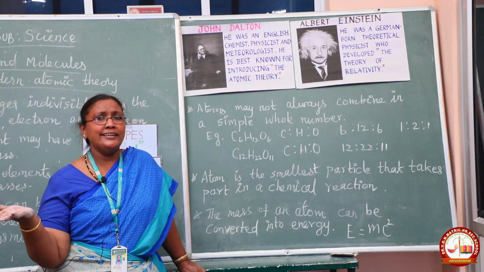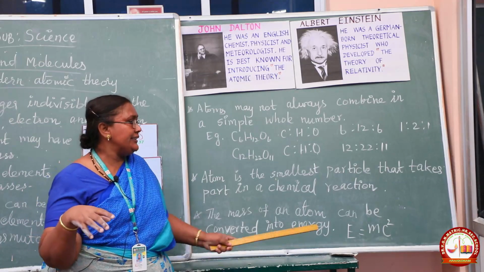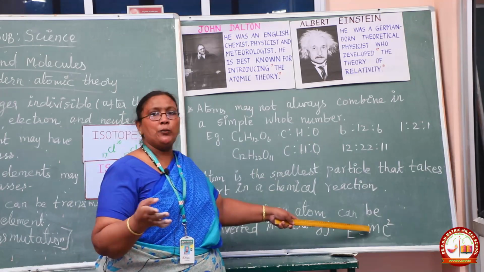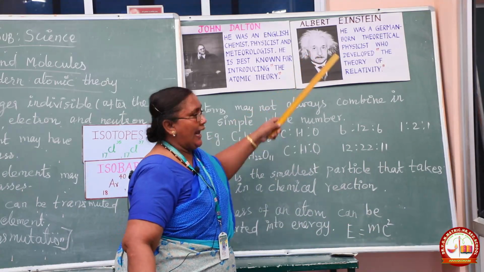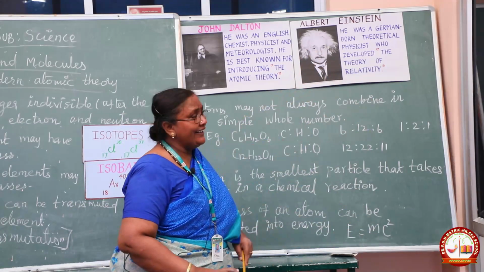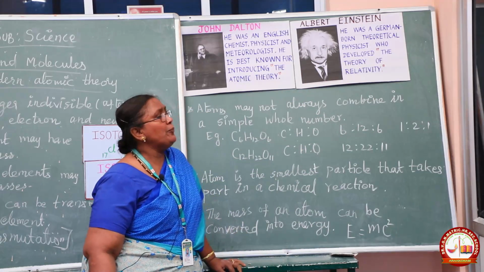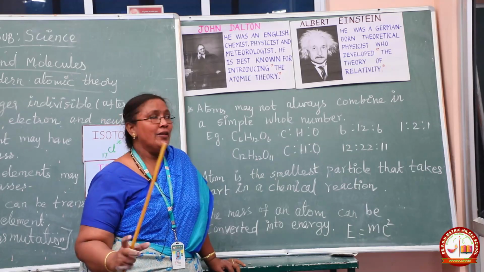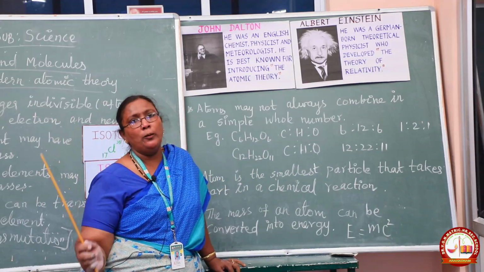It is converted into energy. To calculate the energy from that mass, we use the equation E is equal to mc square. Albert Einstein was a German-born theoretical physicist who developed a great theory, the theory of relativity. For that, he got a Nobel Prize.